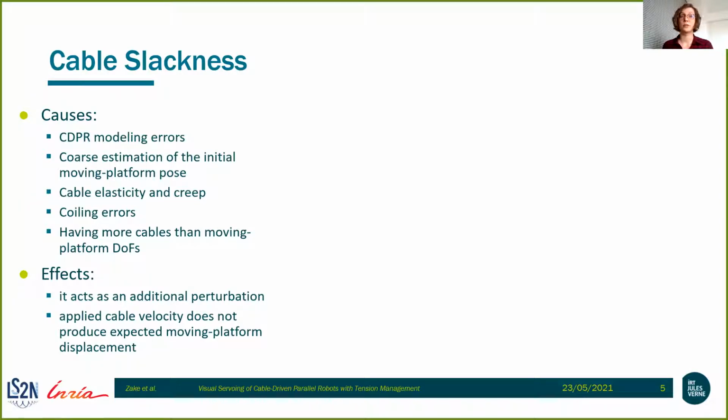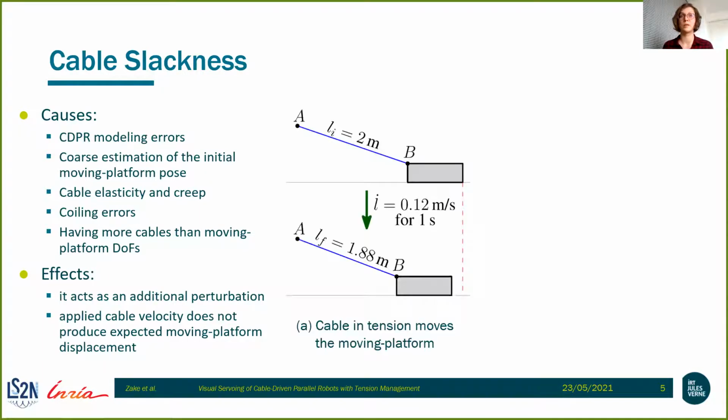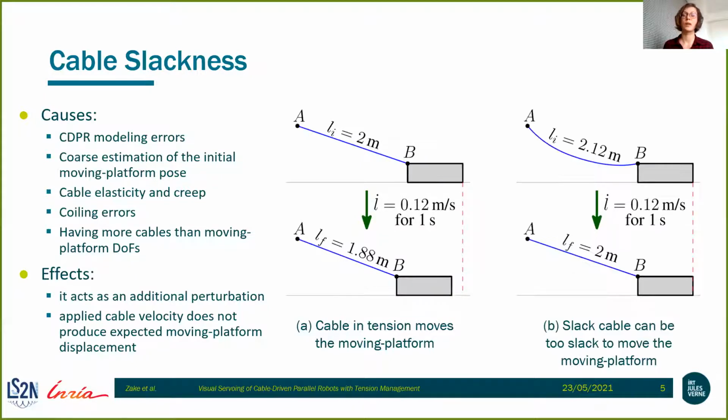And the effects are the following. It acts as an additional perturbation for the control, and it's also possible that cable velocity does not produce the expected moving platform displacement. That can be shown in a very simple example. Here we have the moving platform with just one cable, and if we apply a velocity to this one cable, after some time, the moving platform moves. However, if we have slack in this one cable, and we apply the same velocity for the same amount of time, after this time, it's possible that the moving platform has not moved at all.